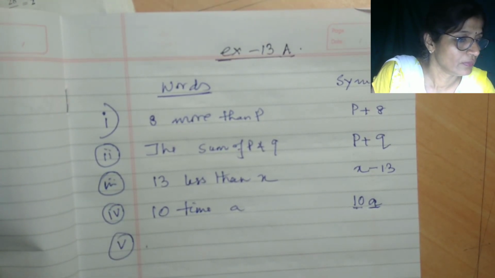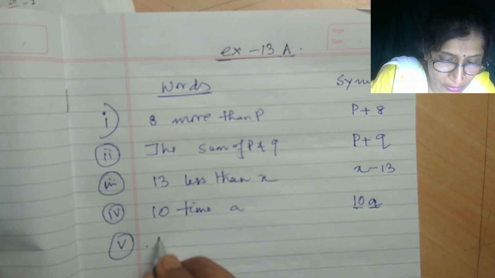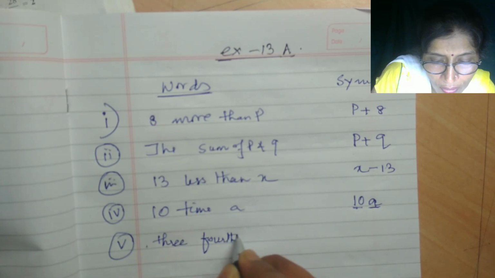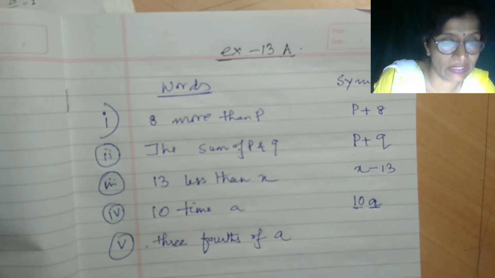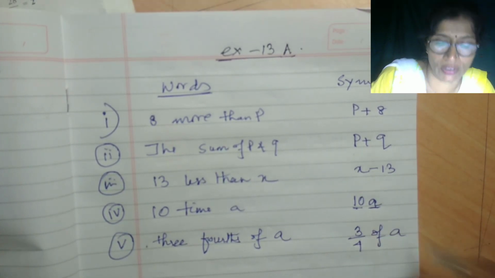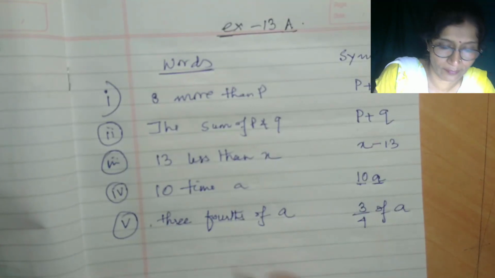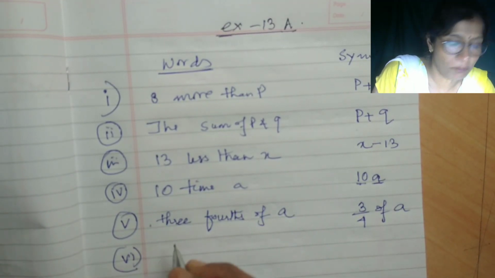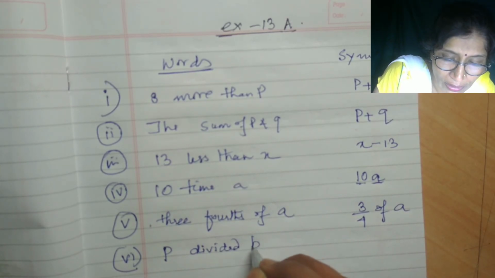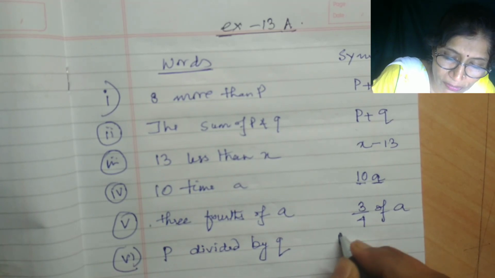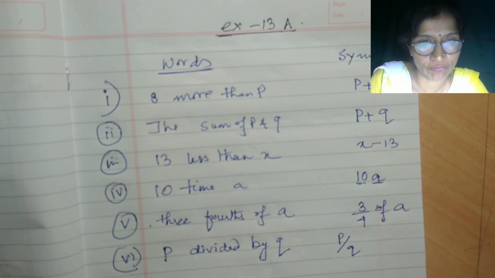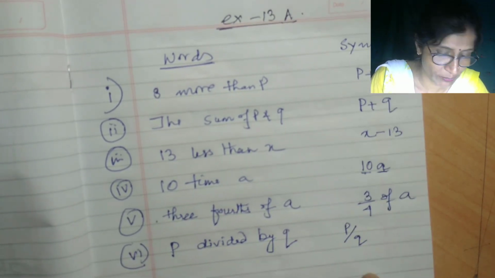Fifth, 3/4 of A. So 3/4 of A letter. P divided by Q, so it will be P by Q. Like 3 divided by 4 means 3 by 4. So in the same way, P divided by Q will be P by Q.